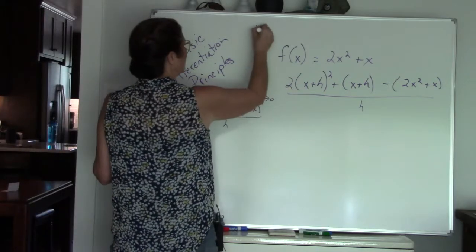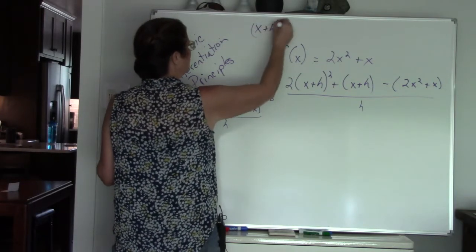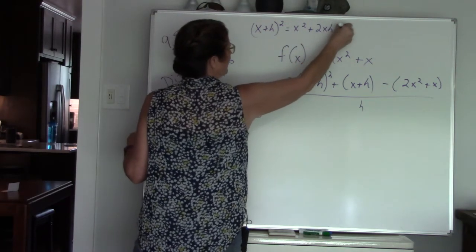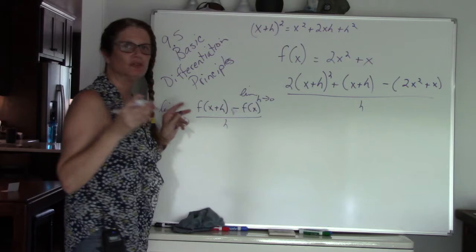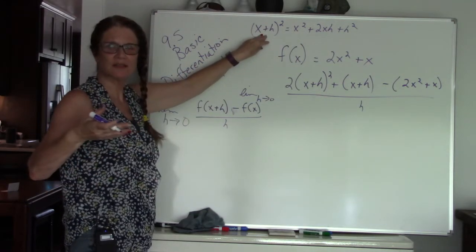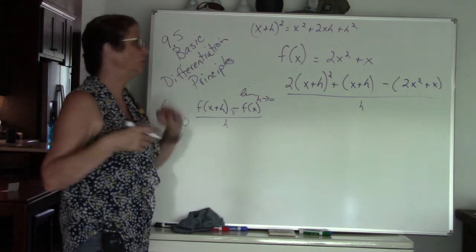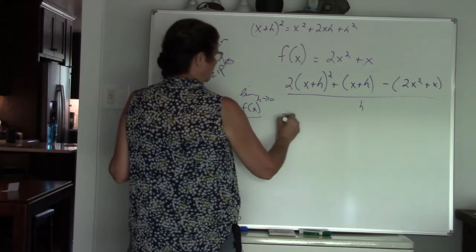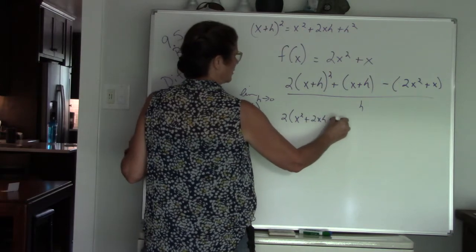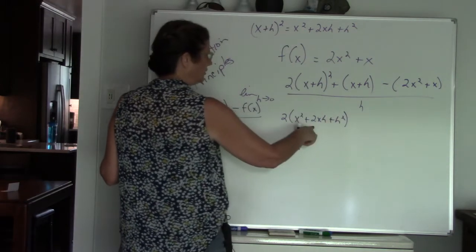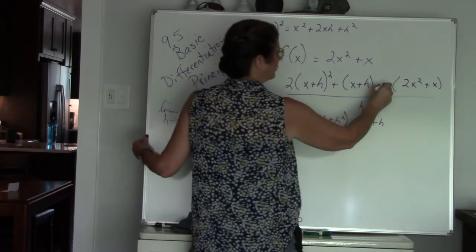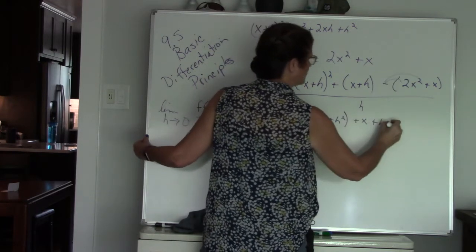We know that x plus h squared will always be x squared plus 2xh plus h squared. If you don't remember or don't believe me, you're going to take this and multiply it by itself and then use FOIL to distribute that through. So we have 2 times x squared plus 2xh plus h squared. That's that part. Plus x plus h. Now I'm going to push this negative and change both signs.